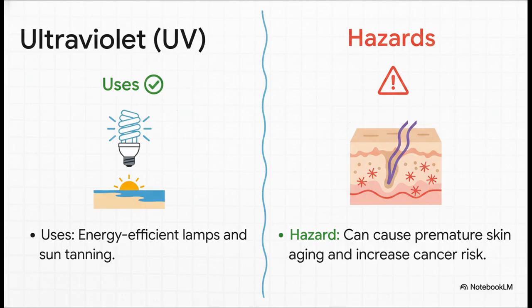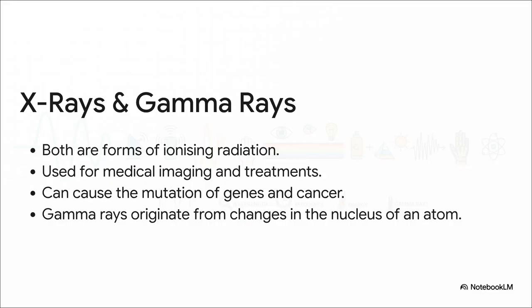Too much UV exposure can damage your skin cells, which can lead to premature aging and, more seriously, an increased risk of skin cancer. And at the very end of our tour, we have the heavy hitters, X-rays and gamma rays. They've got the shortest wavelengths and the highest frequencies, which means they pack a serious punch. They're both what we call ionizing radiation, which means they've got enough energy to literally knock electrons off of atoms.